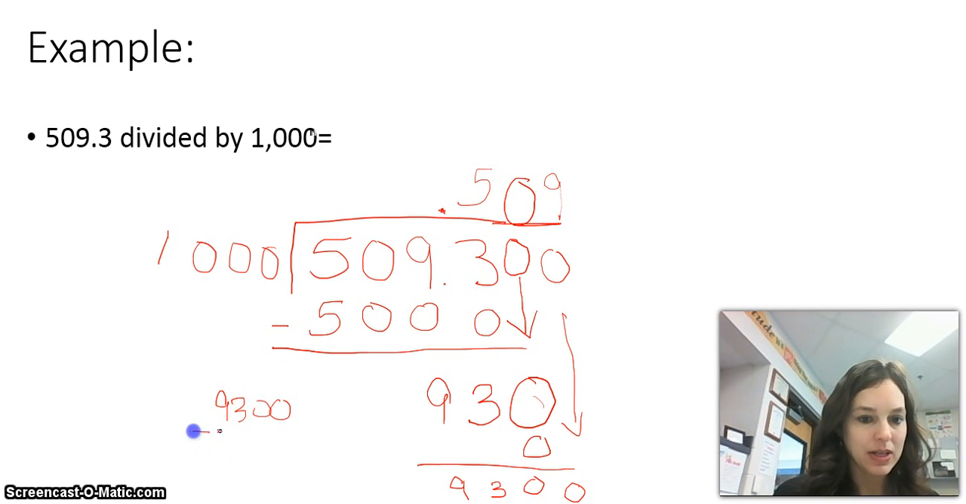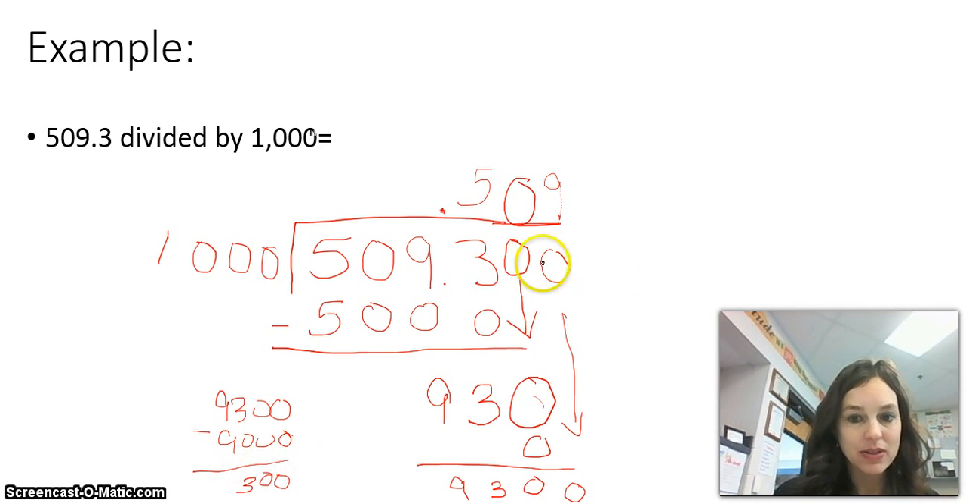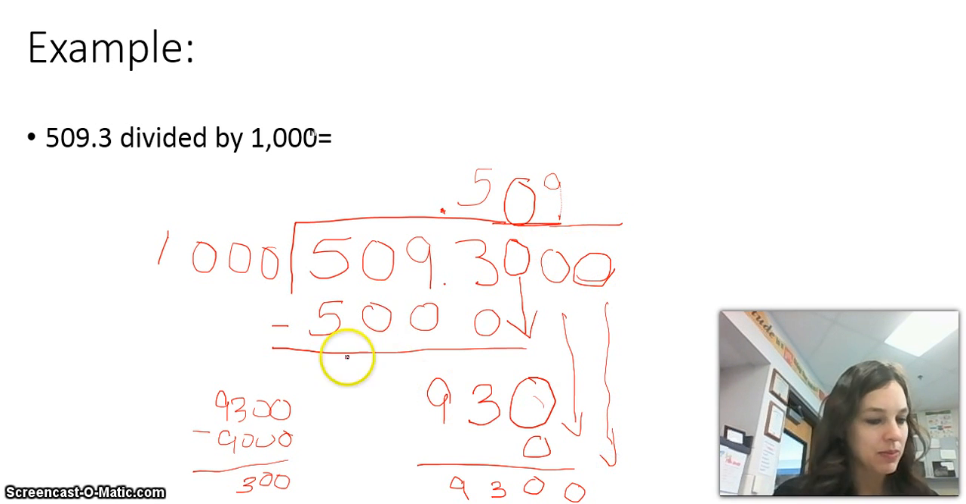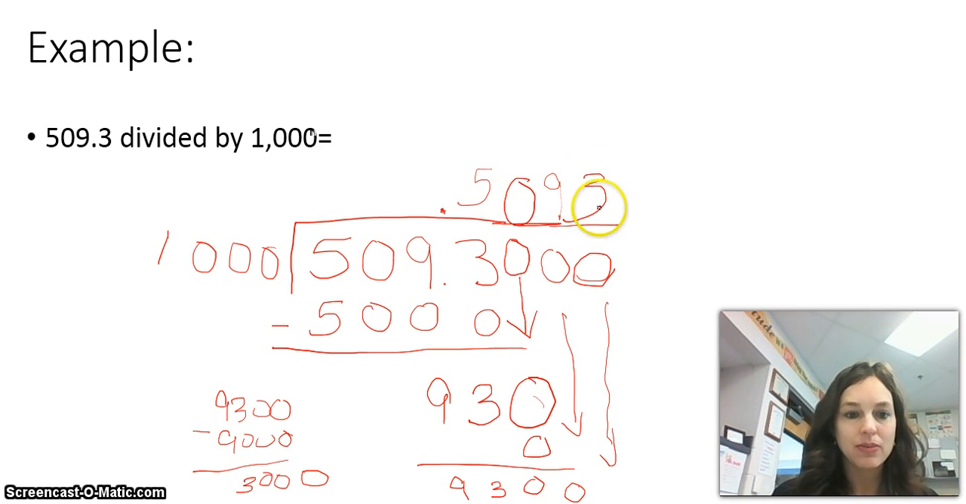9,300 minus 9,000 is 300. Then I'm going to have to add another 0 back here. Drop that down. I will get 3,000. 1000 will go into 3,000. 3 times 1000 is 3,000, and 3,000 minus 3,000 is 0. So I have 5,093 10,000ths. Now I can go through that whole long process, or I could just take my decimal and move it 3 places to the left.